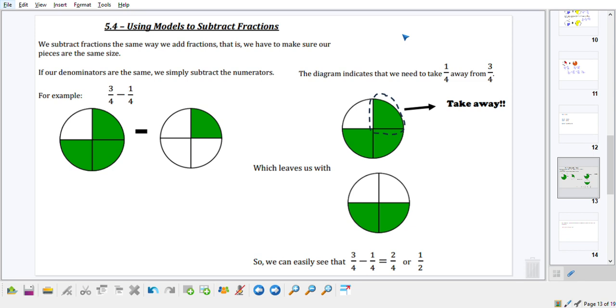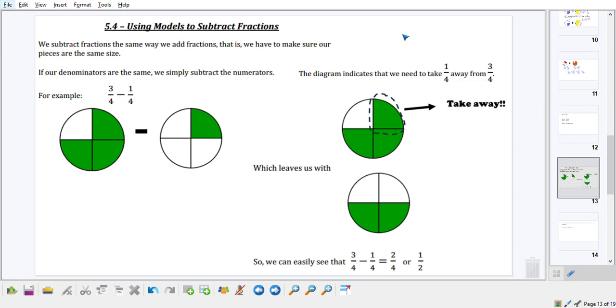Hello, grade 7. So today we're going to talk about using models to subtract fractions. So we've already looked at how to add. This is very similar. It's just the opposite operation. So we subtract fractions the same way that we add them. That is, we have to make sure our pieces are the same size.